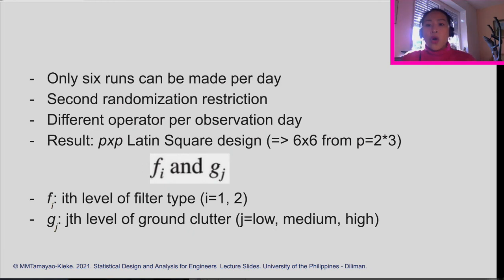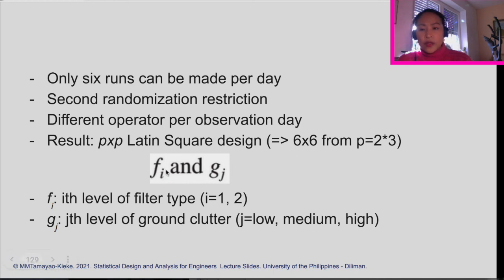Okay, now suppose that only 6 runs can be run per day, and so if we can only make 6 runs per day, observation day becomes a second randomization restriction. Now further, we have a different operator per observation day. So here we have to use a p by p Latin square design. For our problem, it will result in a 6 by 6 Latin square design.